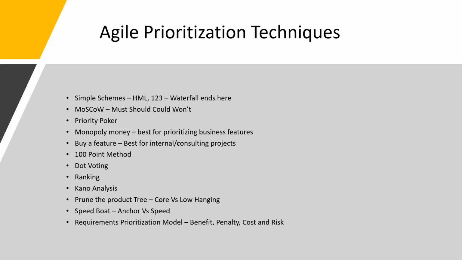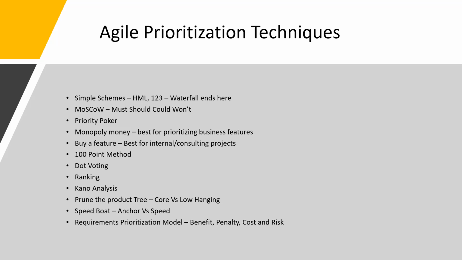Even dot voting is again based on dots. It's similar to the 100-point method, but in dot voting you get very limited dots. Let's say there are 40 features, you only get 8 dots, and you need to place your 8 dots across 40 features. So again, this is similar to buy a feature, but it involves dots, and it has a particular number, like 20%, I guess. So the number of dots will be 20% of the total number of features. That's always there to get the highest priority items.